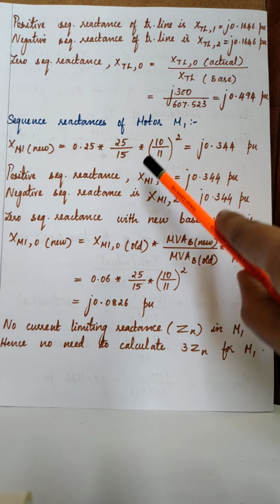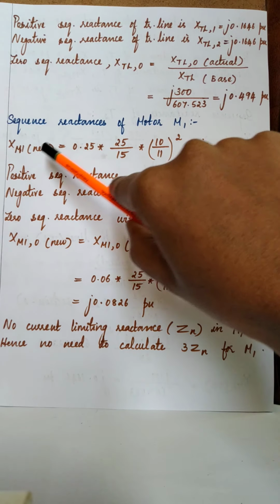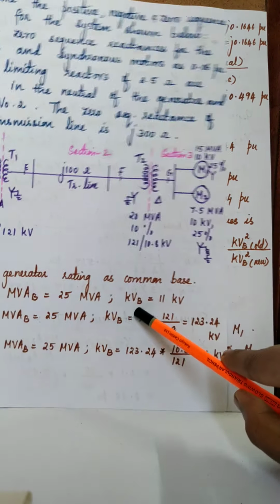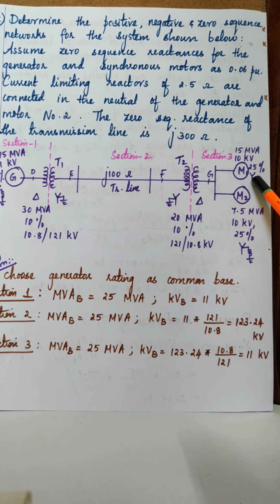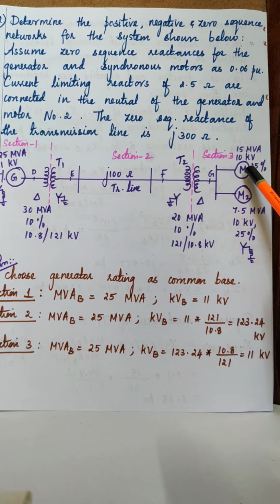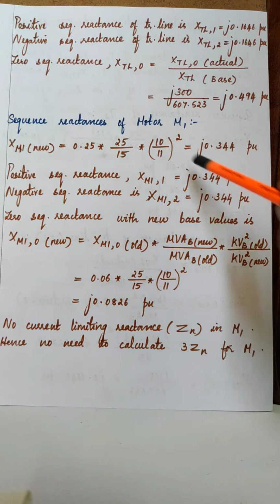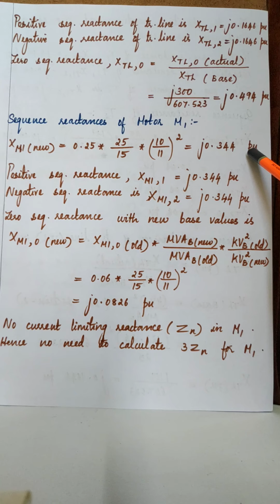Okay. So now coming to section 3, we have two components, motor 1 and motor 2. For motor 1, you have to calculate the new reactance, which is equal to the old per unit reactance, 0.25, into new MVA 25 divided by old MVA 15, into old kVB 10 divided by new kVB 11, the whole square. So you will get it as j0.344 per unit.